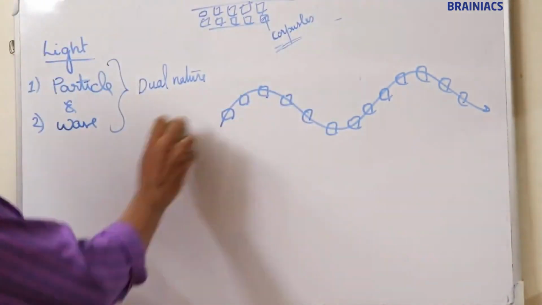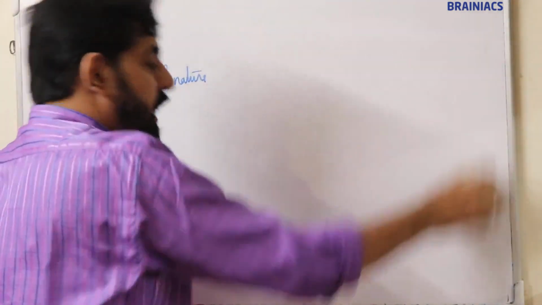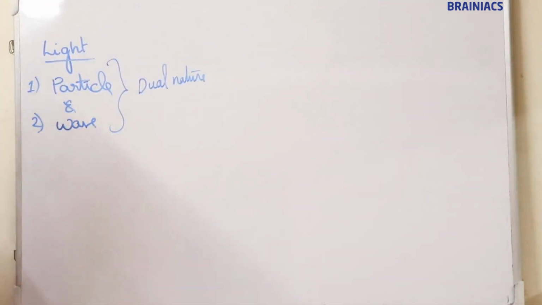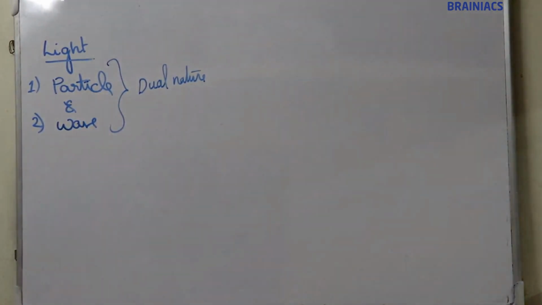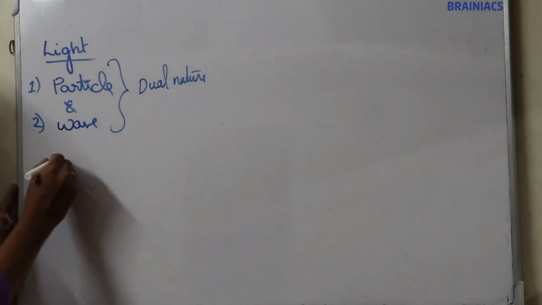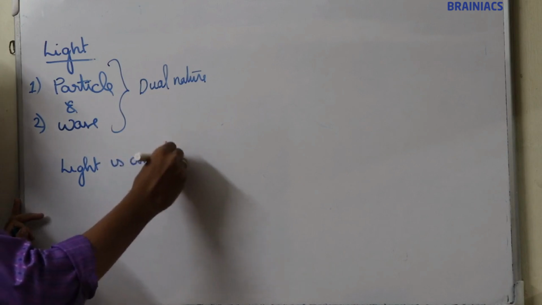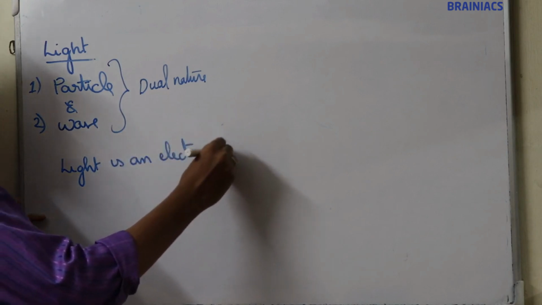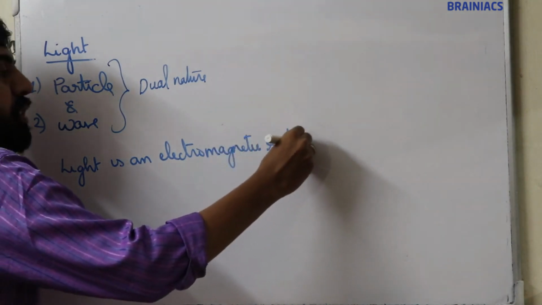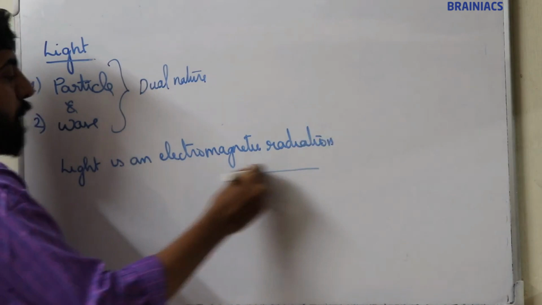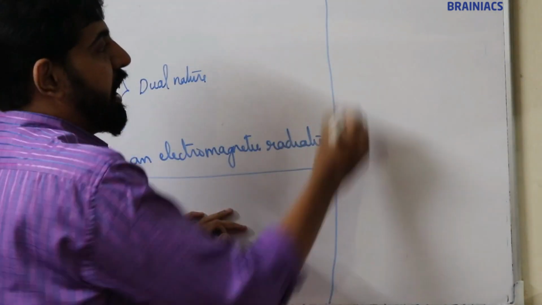Now, initially we thought that, next, light is an electromagnetic radiation. Light is an electromagnetic radiation. Now, what are electromagnetic radiations? What does electromagnetic radiation actually mean?